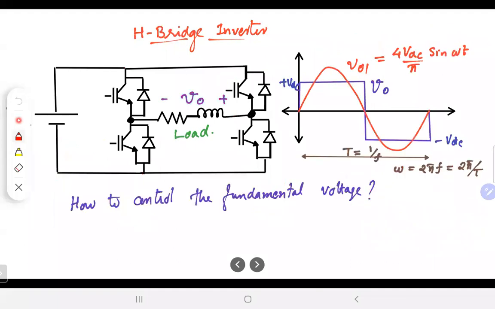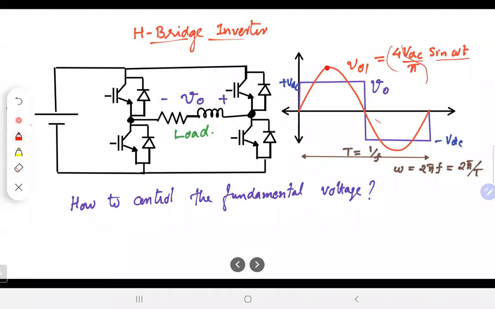And of course, the fundamental voltage of that would be 4 by pi times VDC. So that will give me the peak value of the fundamental from the Fourier analysis, and then we can get sin omega t, because it's a sinusoid. So this is the fundamental voltage which I can obtain across the load.